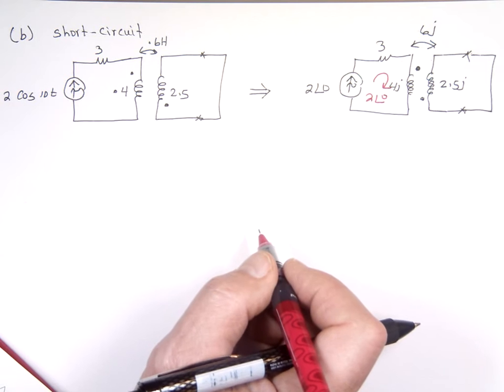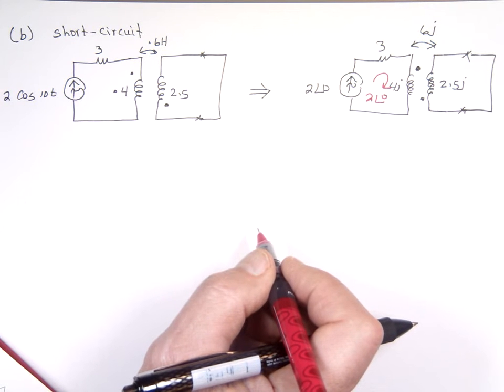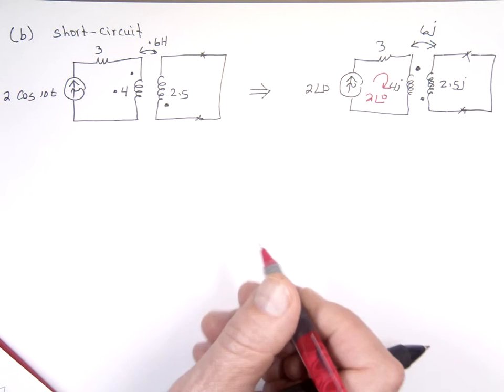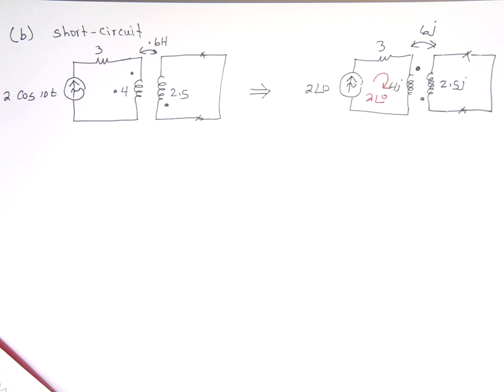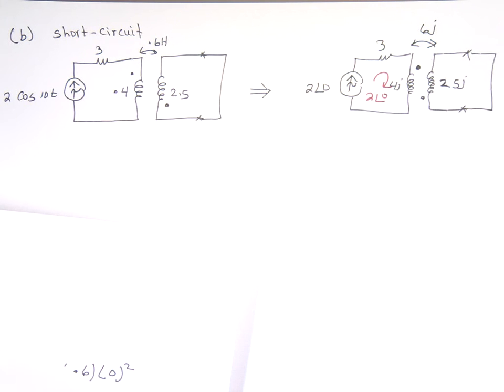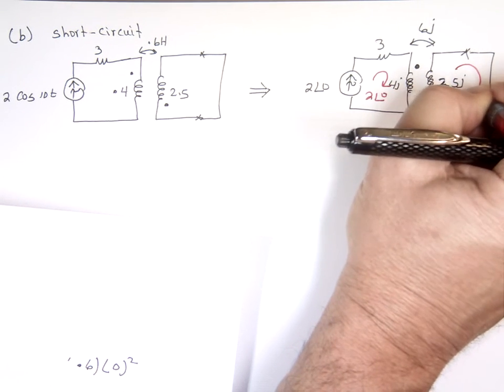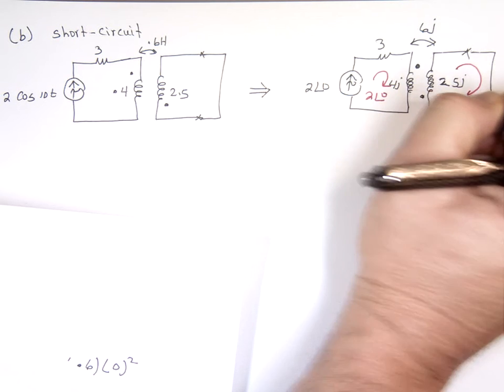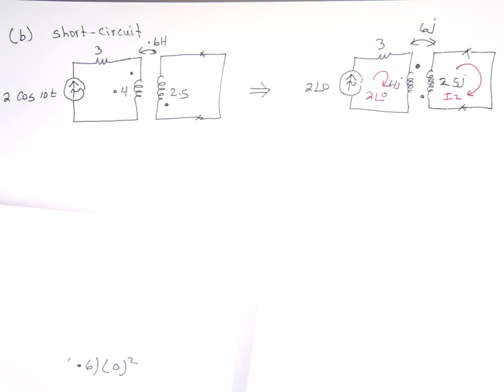You switch over to phasor, shouldn't the 2.5j become 25j? Yes. What do I have? 2.5? We did that early. We had 25. I guess I just wrote the wrong value. Okay. 25j. If I can find that current here, I do it in any direction, it doesn't matter. If I can find that current, I'll be okay.